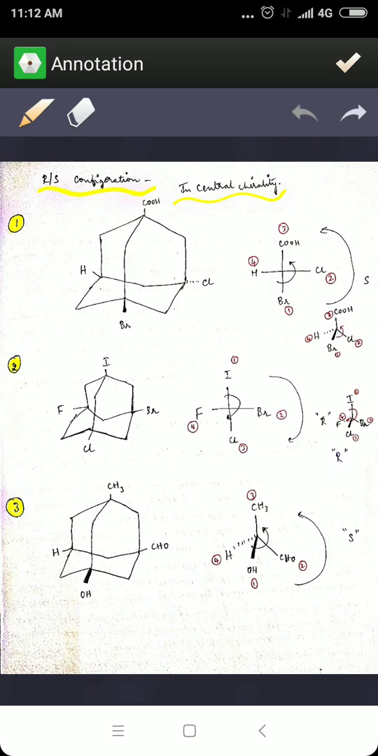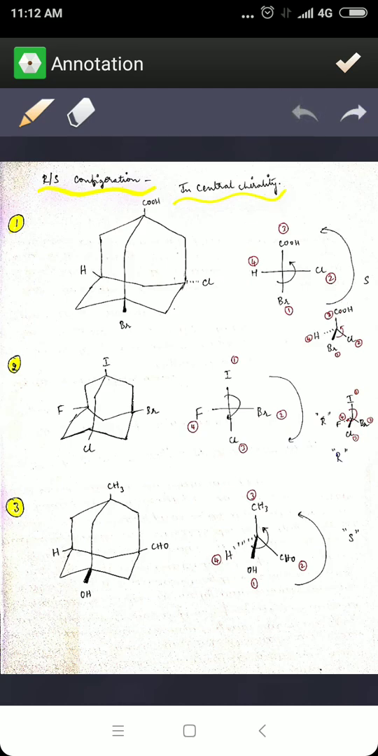when it comes to assigning the RS configuration for the adamantane in central chirality, what we have to remember is we are not going to give the numbering based on the vertical lines or the horizontal lines. We will generally give the numbering.